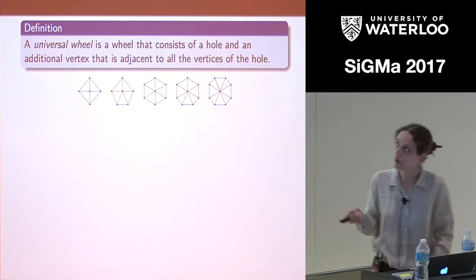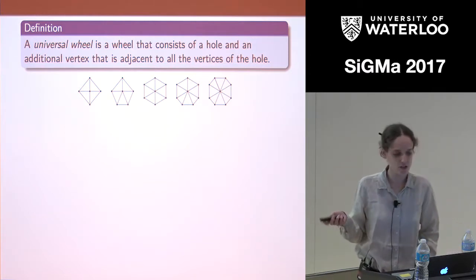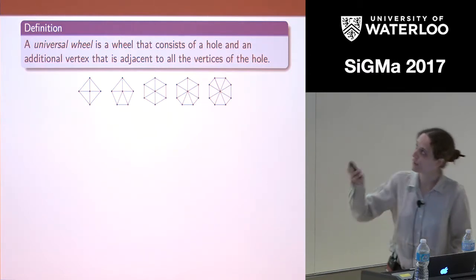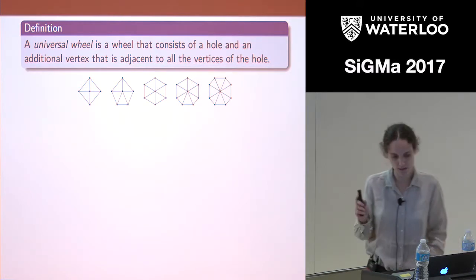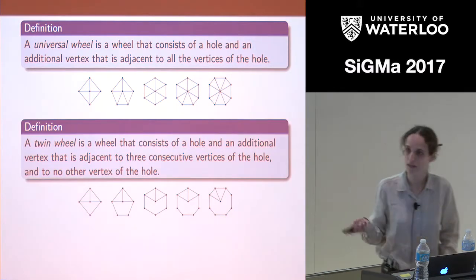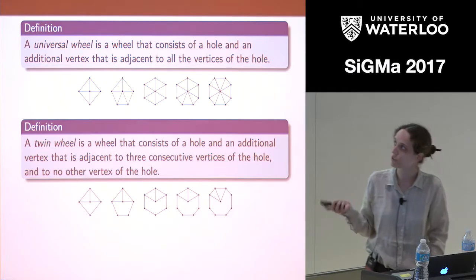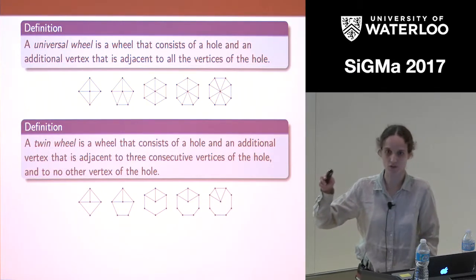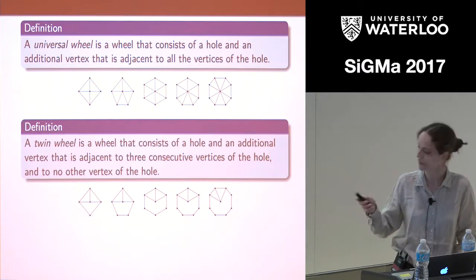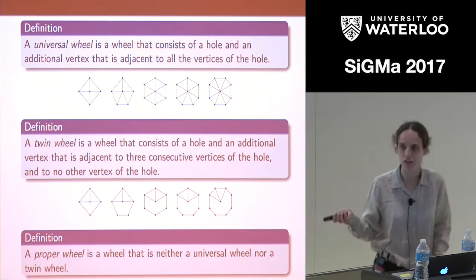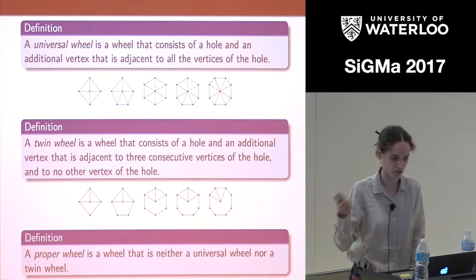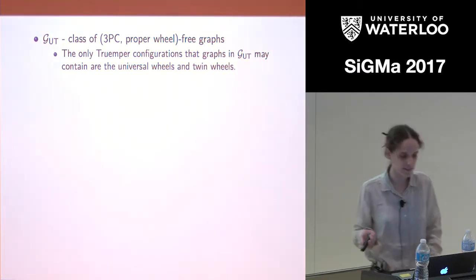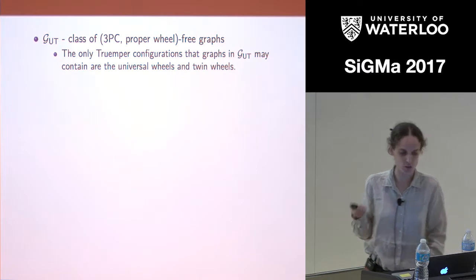The first type are the so-called universal wheels. So that's when you have a hole plus a vertex that's complete to the hole, and that's what you have in the picture. The second type are twin wheels, so that's a hole plus an additional vertex that's adjacent to 3 consecutive vertices of the hole and nothing else, so it's a twin wheel. And the proper wheel, well, is every other kind of wheel, so it's a wheel that's neither a universal wheel nor a twin wheel. And the class that we are interested in is the class GUT.